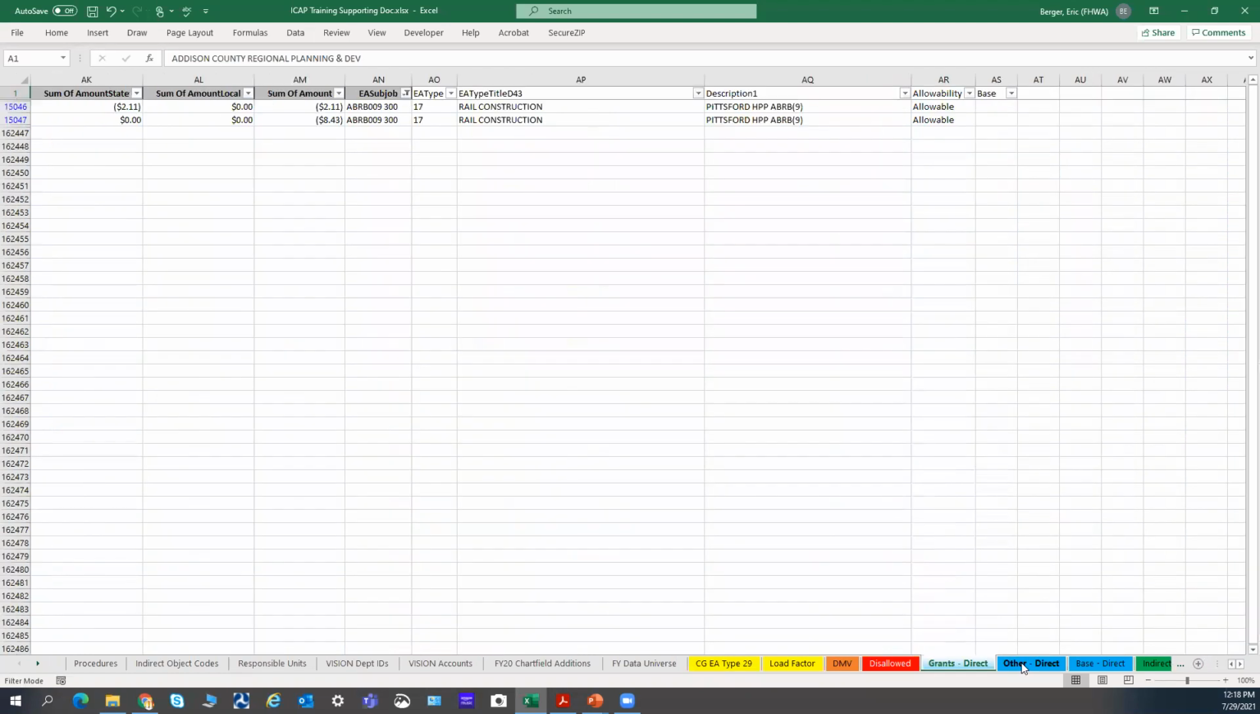Here's your other direct funding. And there's a lot more here. I've trimmed these down to just these couple, but you can see that this is rail construction. So this is just another query that they pulled out. If I undid all of these, it looks like there's 15,000 rows of other direct type funding being provided.